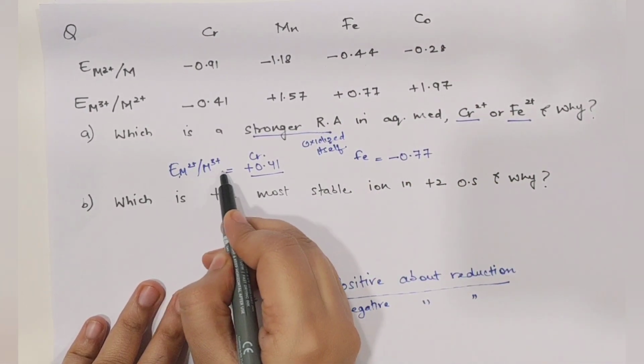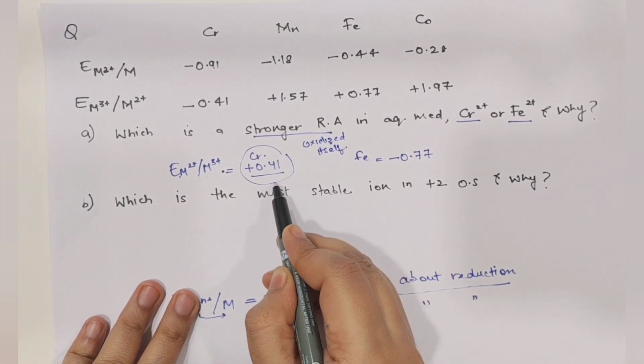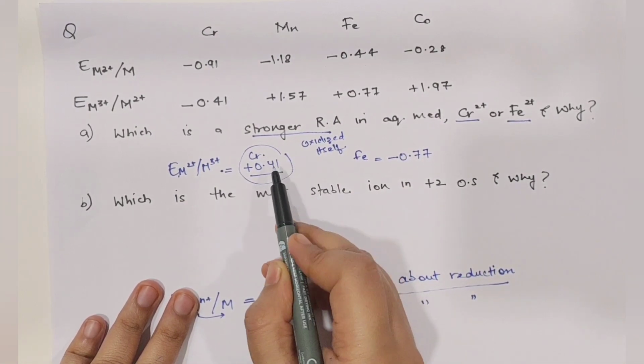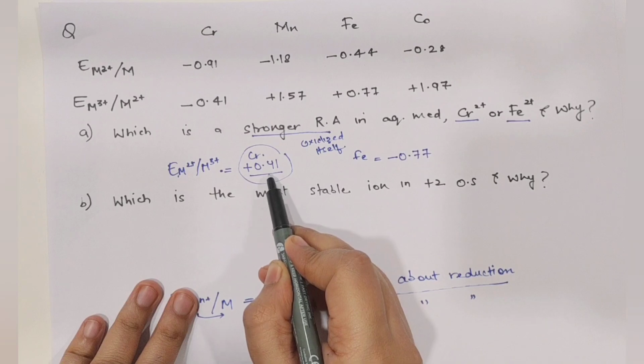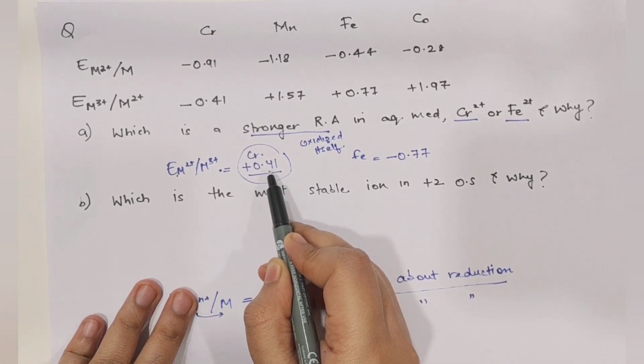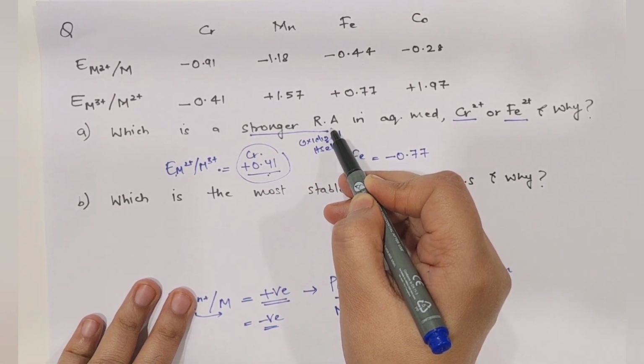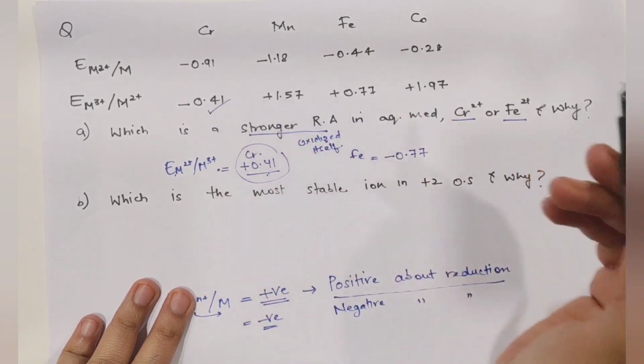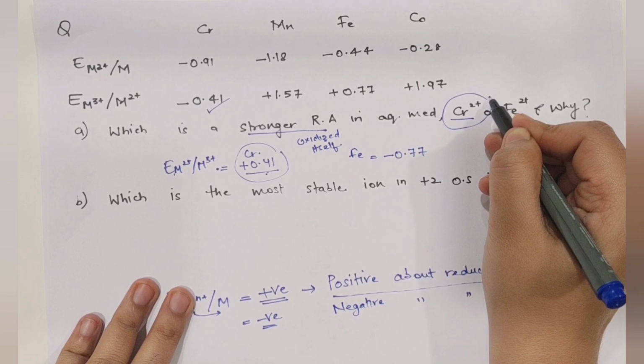So for oxidation, chromium is feeling more positive about oxidation. If it feels more positive about oxidation, it's going to get oxidized and therefore it's going to reduce the other one. Okay, so the answer would be chromium 2+.